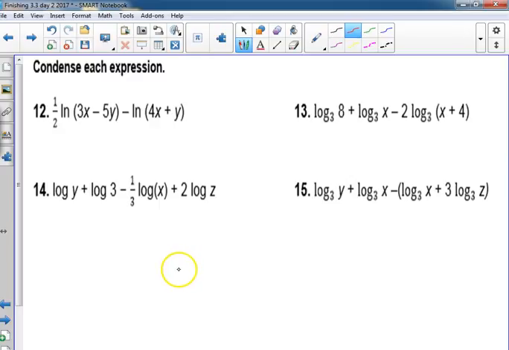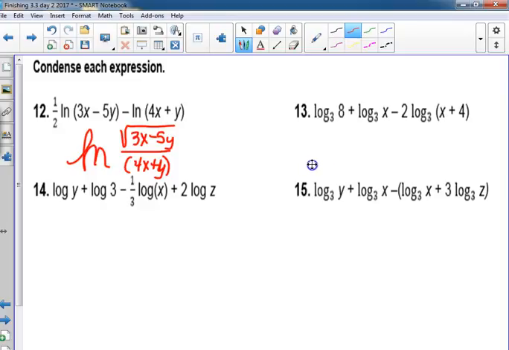Number 12. Whoa. Anybody want to try to condense 12? Condense means I'm only supposed to write LN once. Oh, there was a Y there. Thank you. Oh, and this is a Y. Apparently, I'm not seeing Ys today.